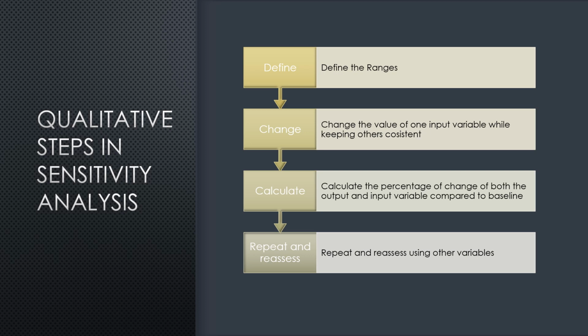So you want to define the ranges and change the value of one input variable while keeping the others consistent. Then you're going to calculate the percentage of change of both the output and input variable compared to the baseline. And then you always repeat and reassess the other variables in this process.